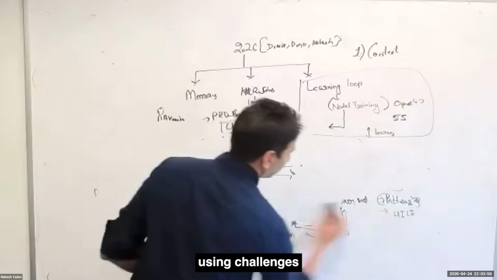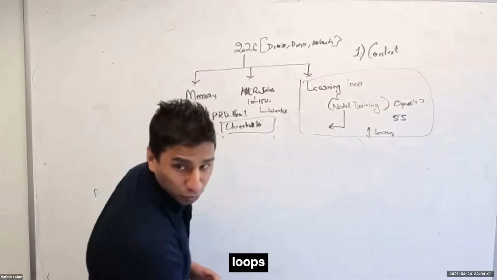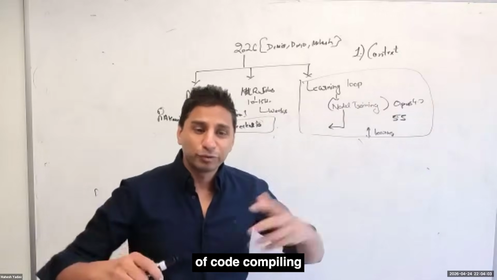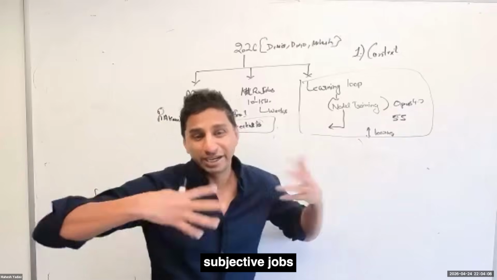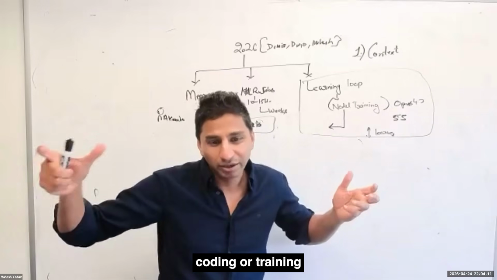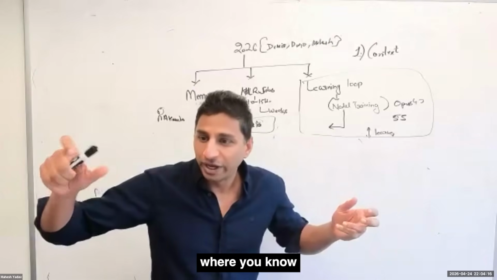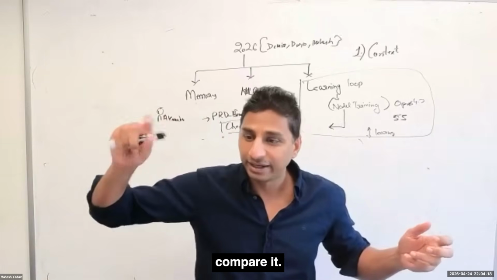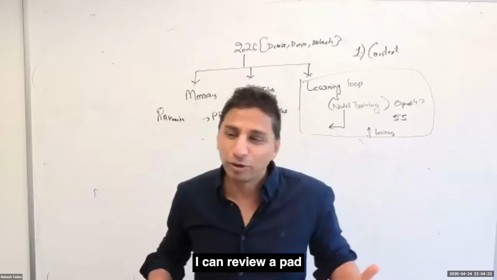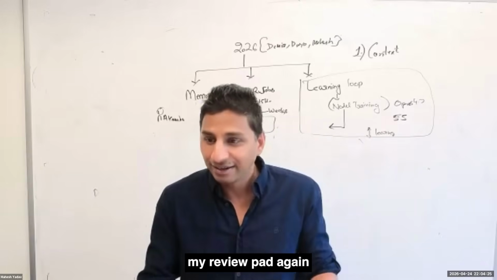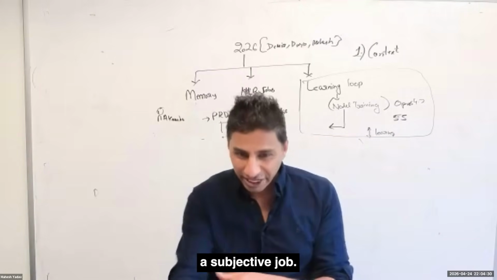The challenge is that when Karpathy or these developers build these research loops, they have this idea of code compiling or comparing with some standard. When you go to more subjective jobs, coding or training a model is more like an objective job, where you know what the output is and you can compare it. But when you go to PRDs and review of PRDs, it's a more subjective job. I can review my reviewed PRD again and find 10 more things, and I can remove some of the things that I added. So it's a subjective job.